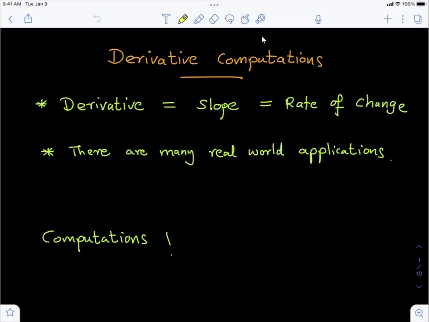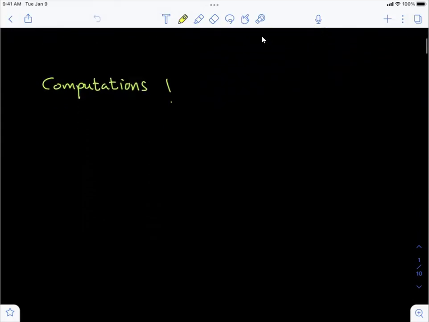To begin with, we recall that the derivative is so important in terms of these applications, and there are many real-world applications. But what matters the most in this case is to understand how to compute the derivative. So first of all, we know one way of computing the derivative, right? We know the limit definition.